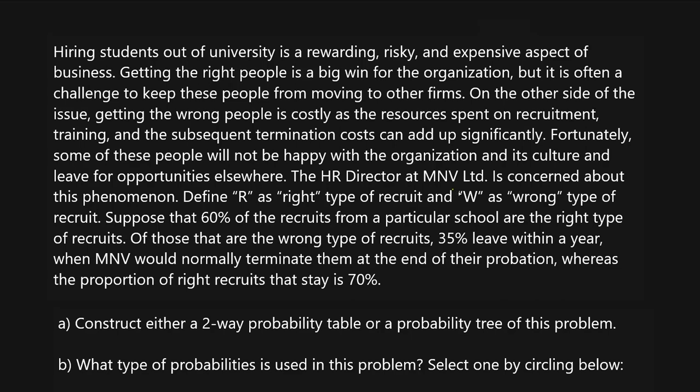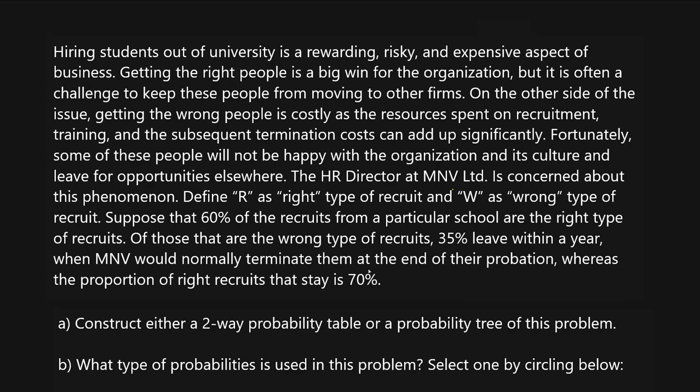The HR director at MNV Limited is concerned about this phenomenon. So define R as right type of recruit and W as wrong type of recruit. And suppose that 60% of the recruits from a particular school are the right type of recruits. And of those that are the wrong type of recruits, 35% leave within a year, when MNV would normally terminate them at the end of their probation. Whereas the proportion of right recruits that stay is 70%.